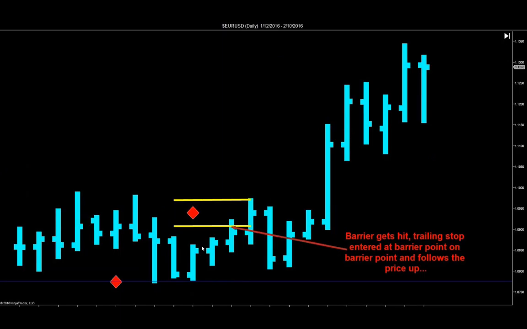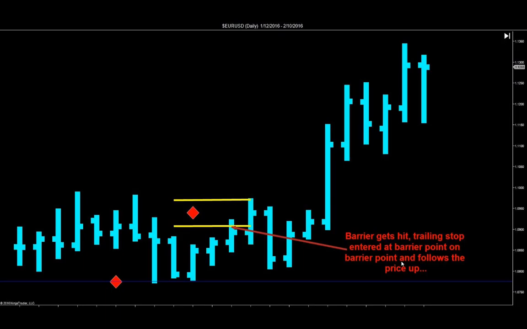Let's move on. Okay, we've blown up that area, taking a closer look at it. Here's our target that gets hit. We start moving up. Our barrier gets hit on this date, and that's the 27th of January. Barrier gets hit, trailing stop entered at barrier point, and follows the price up.